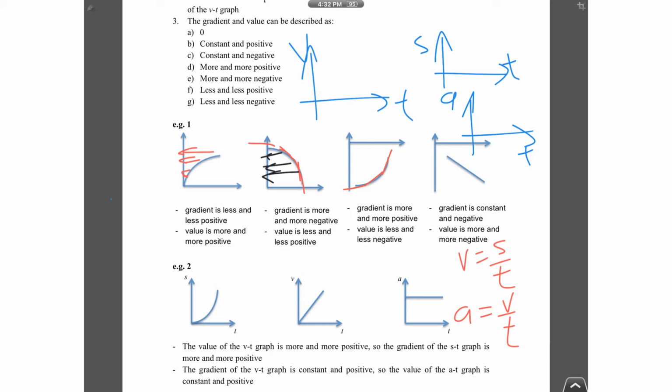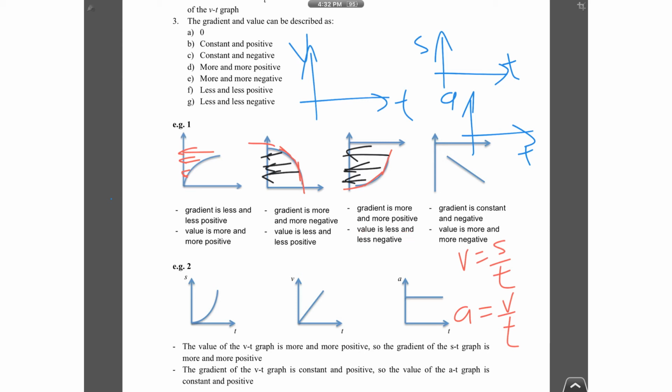Then when you describe the values, you look at the y-axis. As you move from here to here, are all these values positive or negative? Negative. Are all these less and less negative or more and more negative? So the value is less and less negative.